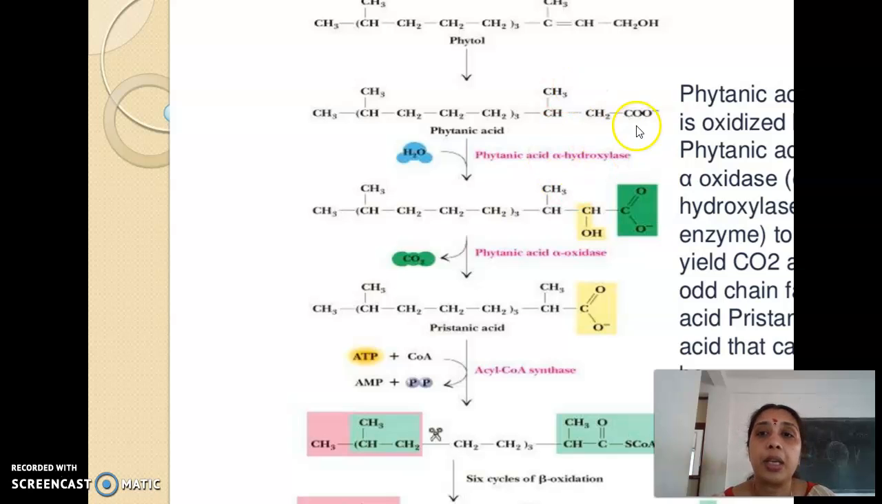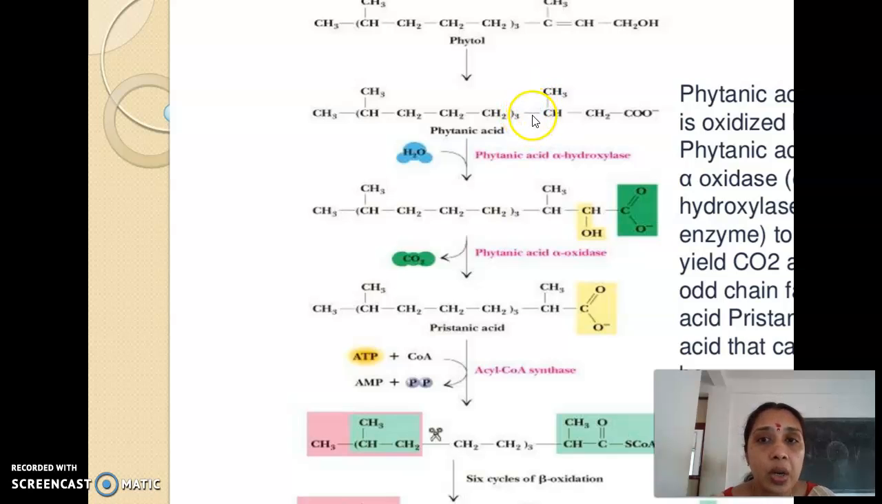The pathway is modified in such a way that this carbon dioxide will be removed, and this carbon is oxidized to COO minus, right? So this COO minus forms the first carbon. When it becomes COO minus, this becomes the first, this becomes the second, and whatever CH2 group follows becomes the third carbon atom. So now this bond is free.